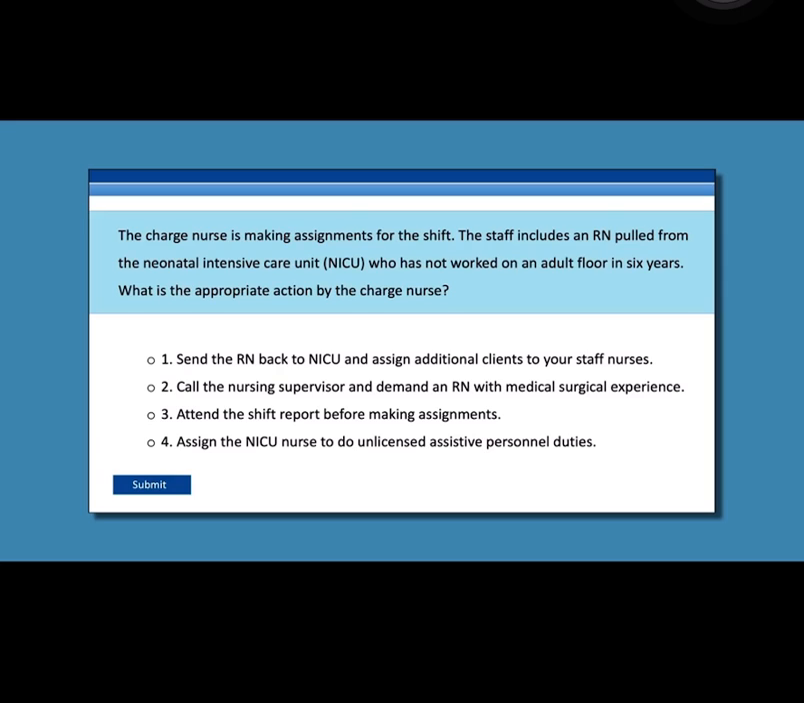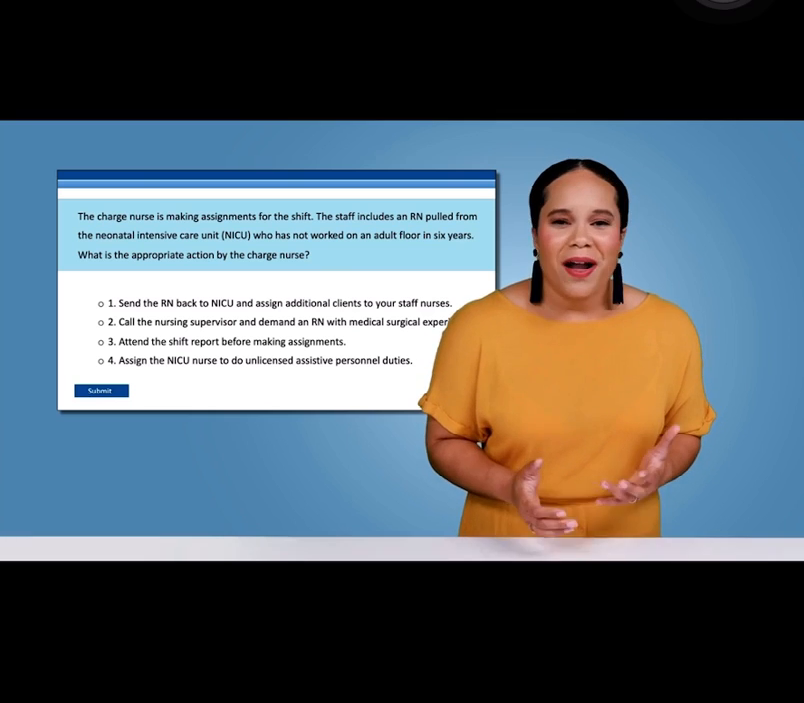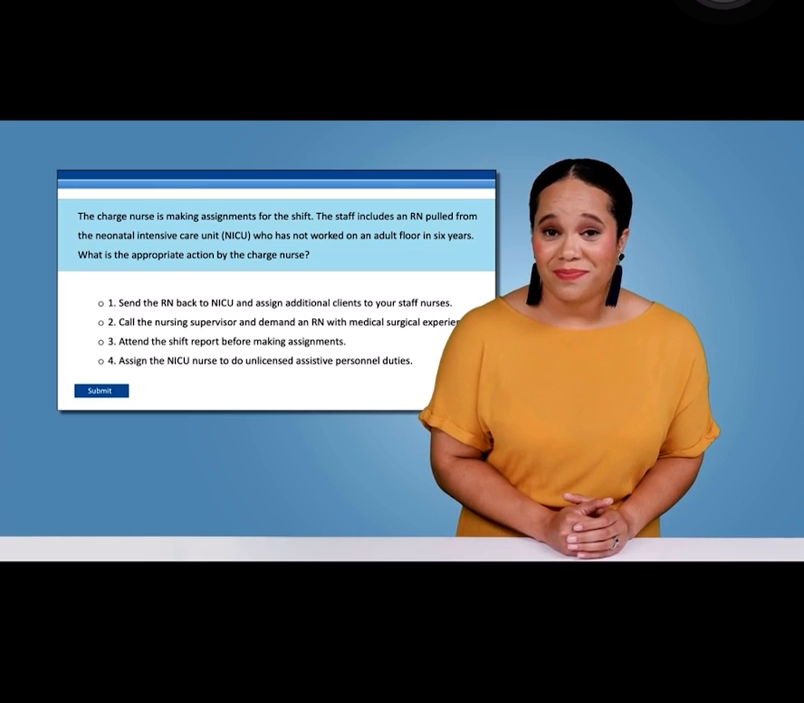Now, let's move on to another exercise. Let's say that you are the charge nurse on an adult med-surg unit. Since you are short an RN staff member, the nursing supervisor has sent an RN with neonatal intensive care experience to your unit. The nurse states on arrival, "I have not worked on an adult unit for 6 years." As the charge nurse, what should you do first? Okay, let's read the options and then we will discuss together. So how are we going to critically think through this?